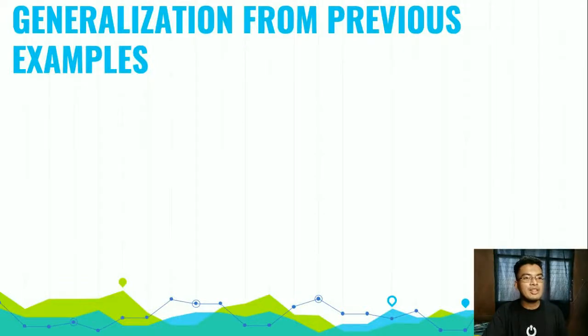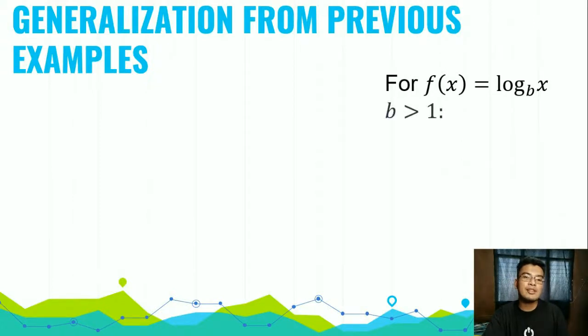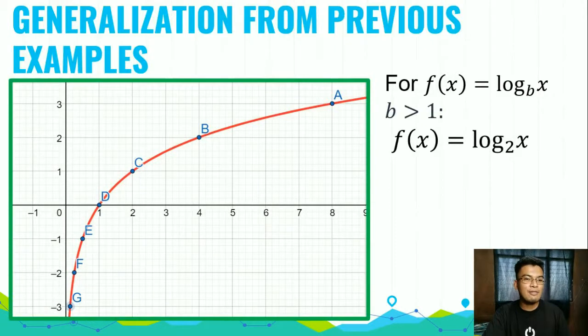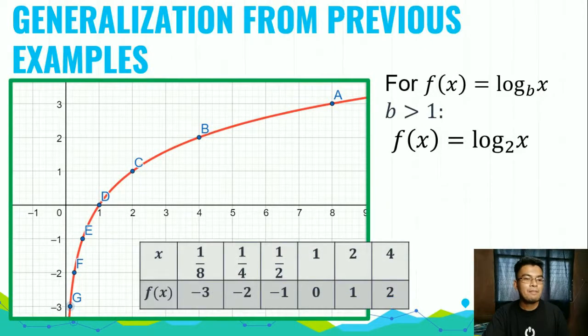So, generalization from previous examples. For f of x is equal to log base b of x where b is greater than 1, the example that we used is f of x is equal to log base 2 of x. So, ito ho ang kanyang graph at ang kanyang table of values ay this one. So, as you can see, kapag ang base natin ay mas malaki kay 1, habang lumalaki yung value ni x, lumalaki din ho ang value ni y.